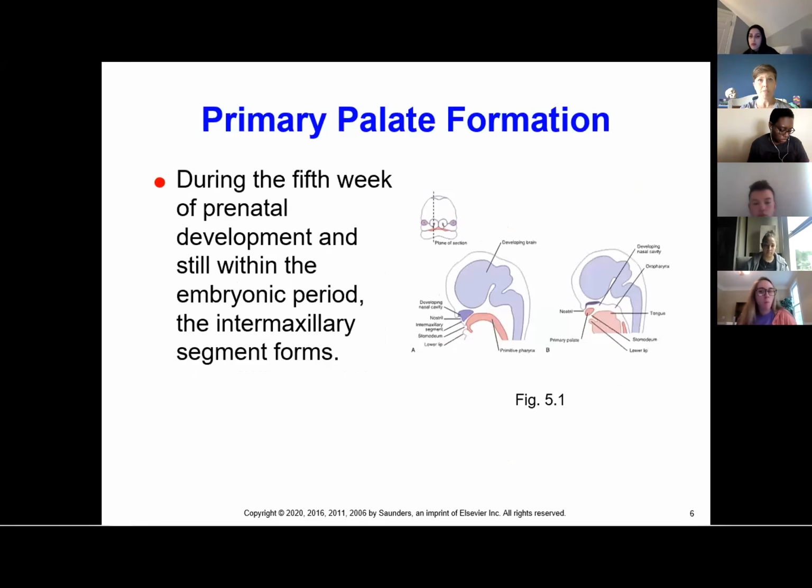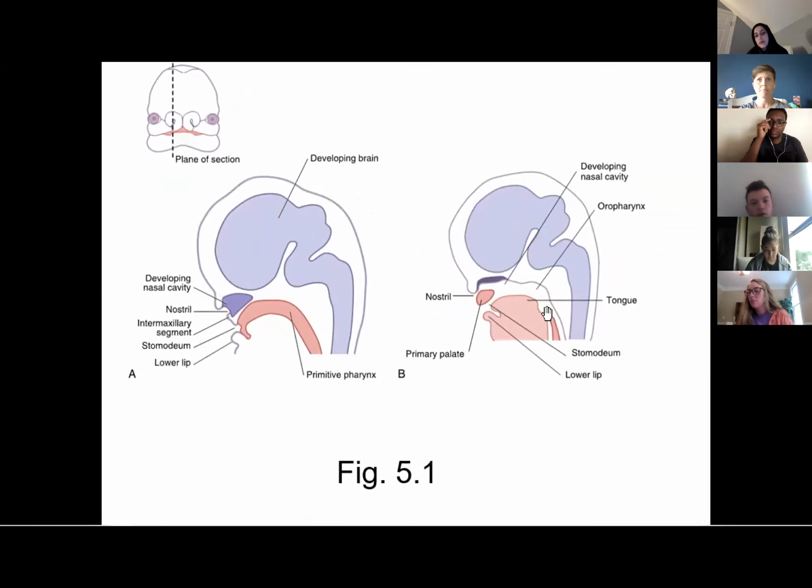During the 5th week of prenatal development, still within the embryonic period, the intermaxillary segment is formed. This is a side view of this picture. You have your developing nasal cavity in this dark blue. This is where your nostril would be, okay?